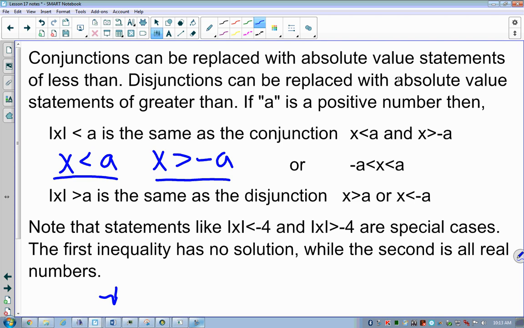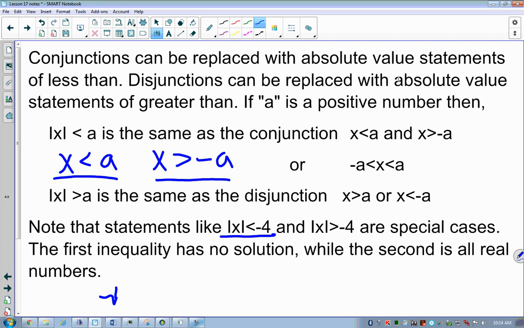All right, I think that gets the bulk of it. So if we look at this statement down here, note that statements like the absolute value of x is less than negative 4 and the absolute value of x is greater than negative 4 are special cases. This first inequality doesn't have a solution. Why might this not have a solution? Think about it for a second. What do we know about all absolute values? They're positive. So is it possible for the absolute value of x to be less than a negative number? No. It's impossible. Therefore, it has no solution.